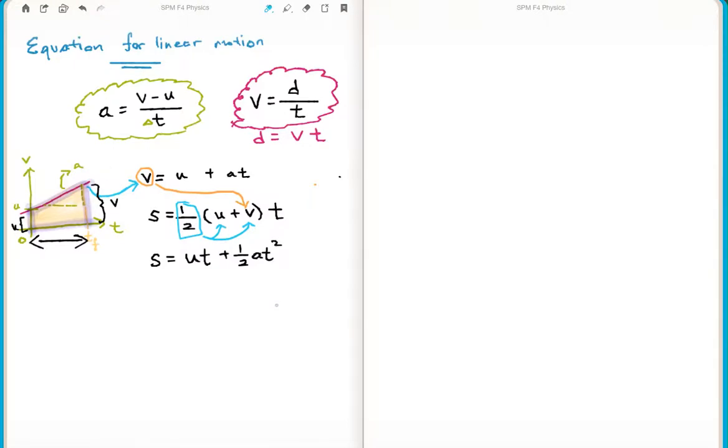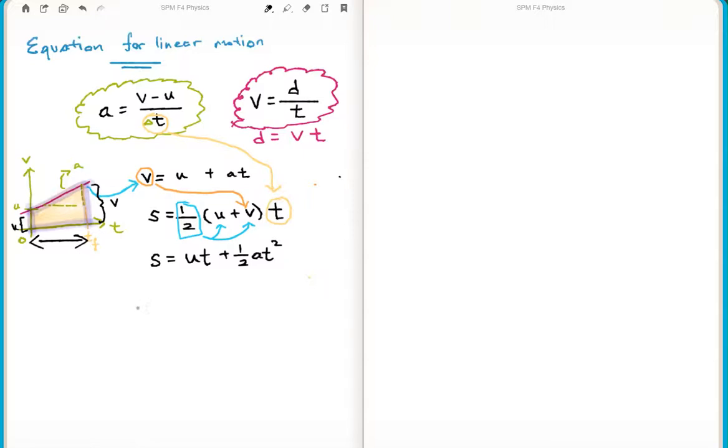Then what else? How about I don't want to substitute v now? I substitute what is t? Another color perhaps. Okay, this t. I don't know how long it takes. I have u, I have v, you have t. Rearrange it, substitute into here. You get the third equation.